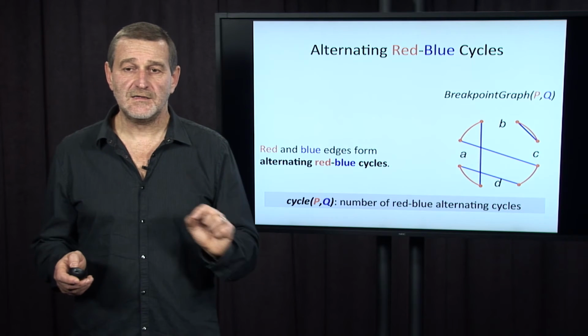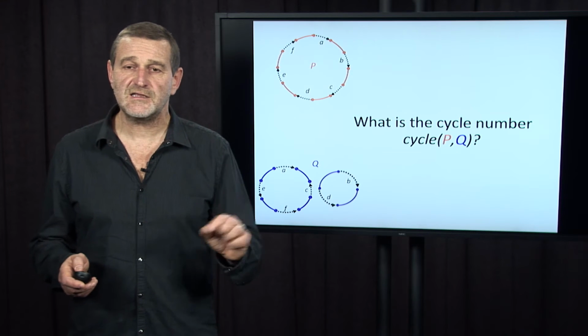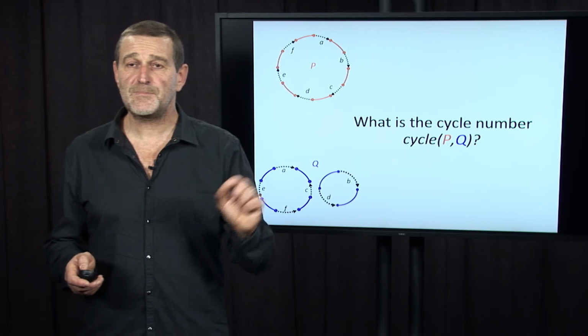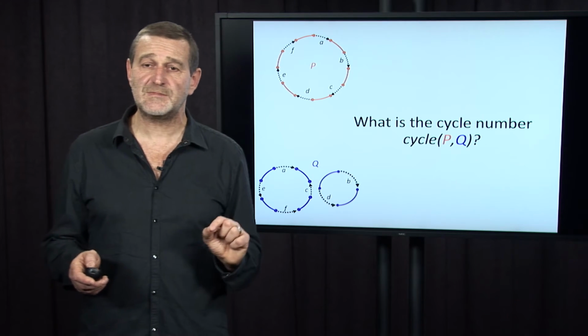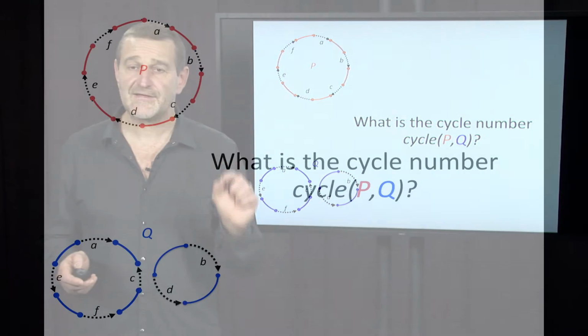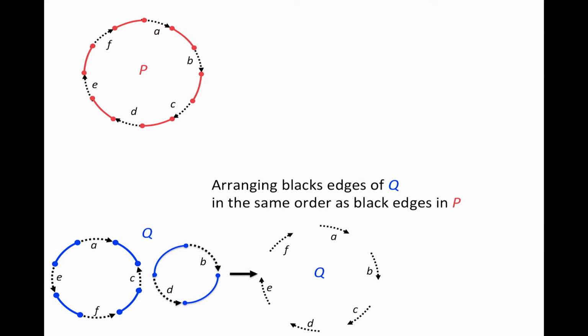Why do we care about the cycle number? But before I explain this, let's try an example. Let's construct the breakpoint graph for these two genomes, P and Q. P consists of a single chromosome, and Q consists of two chromosomes. The first thing we do, we arrange black edges of Q in the same order they are present in genome P. So it will be this arrangement of black edges in Q. And then we will have to represent genome Q in this order. How do we do this?